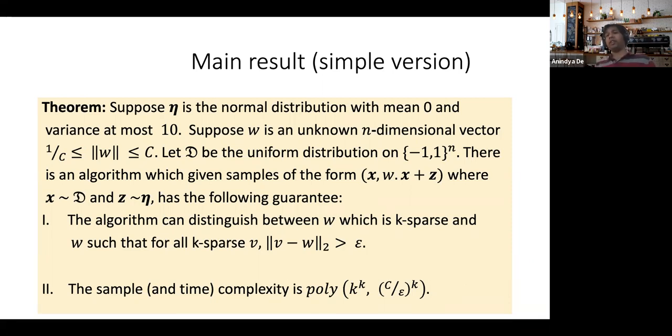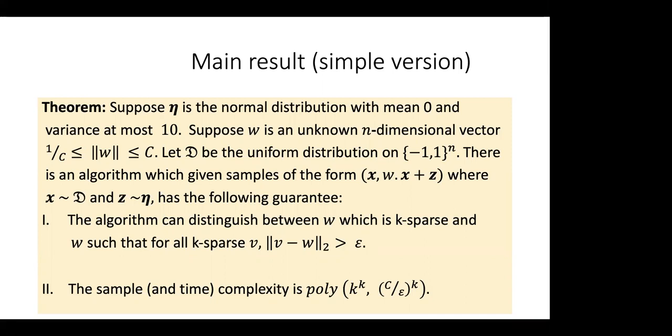That if you receive labeled samples of the form x comma w dot x plus z, and you know the noise distribution z is a normal, and you know some bounds on the 2-norm of w, then in roughly exponential in k samples, you can figure out if w is k-sparse or epsilon far from every k-sparse vector. Are there any questions? This was the result I stated earlier.